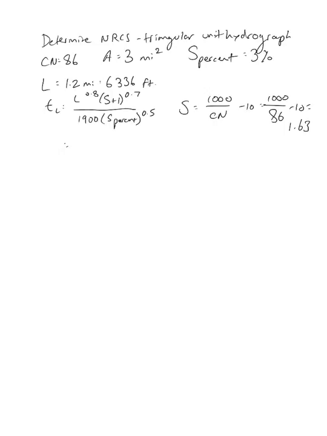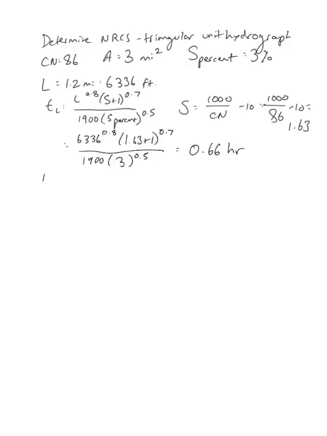So we can rewrite T sub L as 6,336 feet. L is in feet. I think I might have forgotten to mention that in the lecture. To the 0.8 times S, which is 1.63, plus 1 to the 0.7, divided by 1900 times 3 to the 0.5. And when we do that, we get a T sub L of 0.66 hours. T sub L gets calculated in hours.